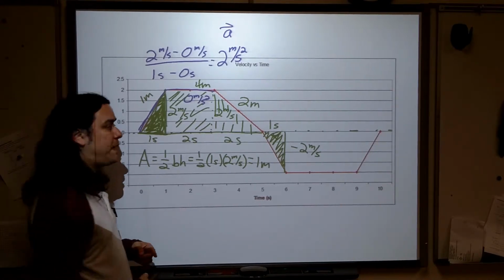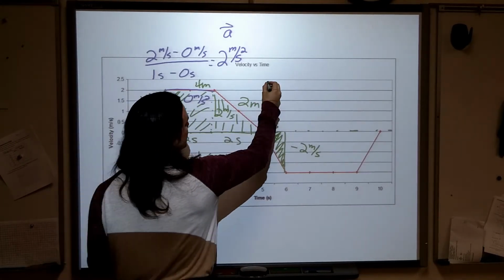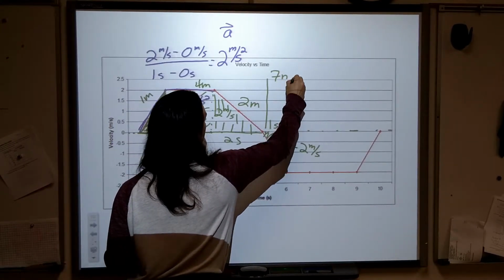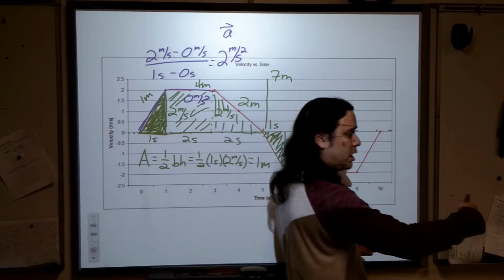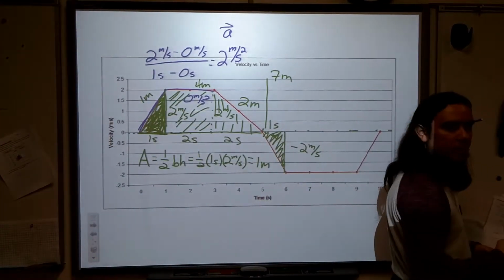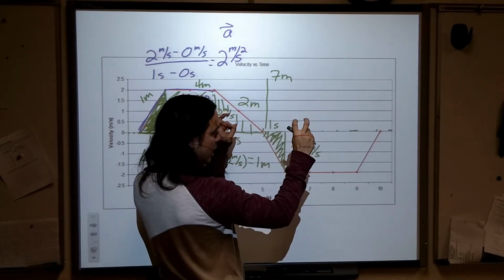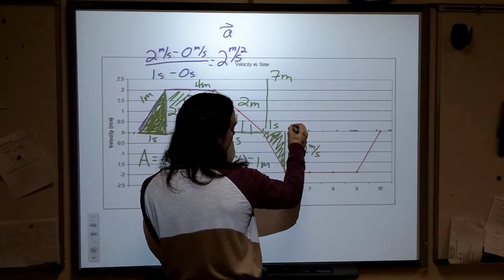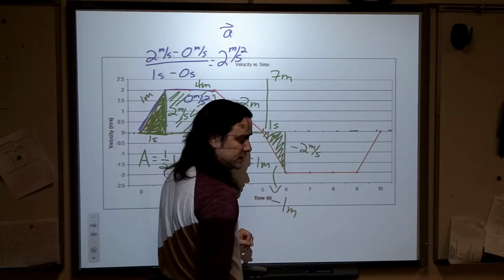Also to the left, I start backtracking. I went 1, 5, 7 meters from the very beginning up until this point. So I'm 7 meters in the positive direction, and then I start moving backwards. When I solve for this, my area, if you will, is negative 1 meter. What does that mean?